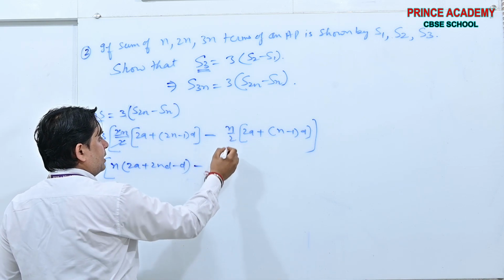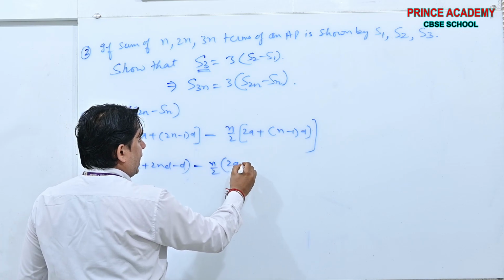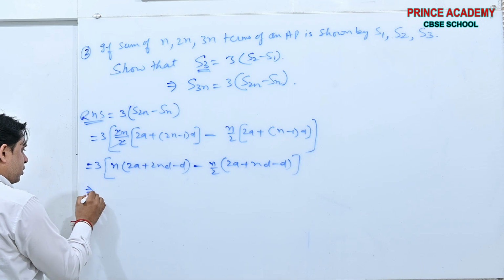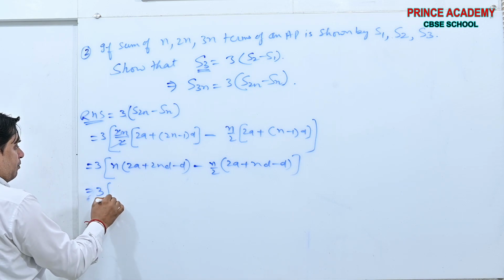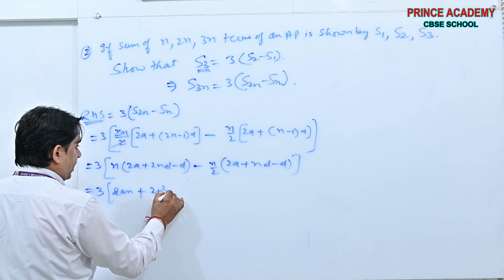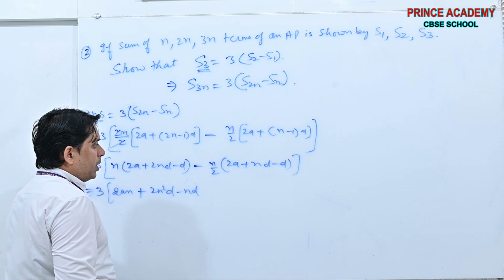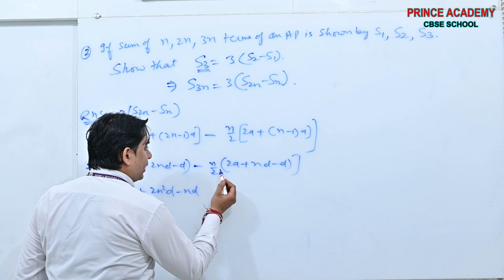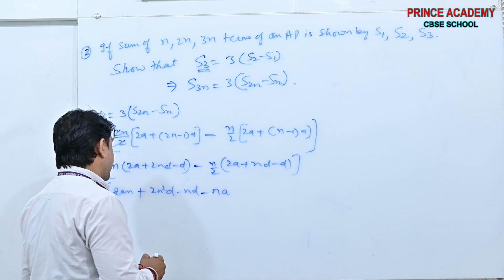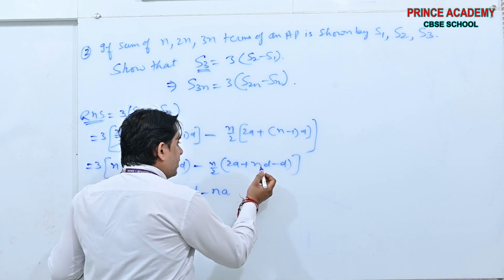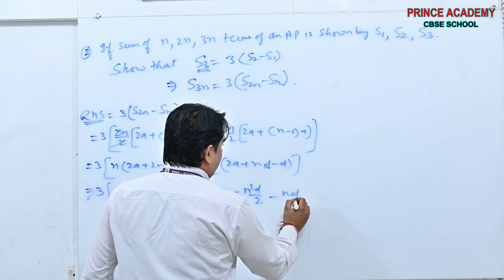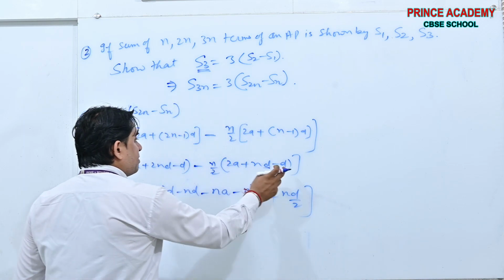Okay, minus n by 2, 2a plus nd minus d. Done. Now multiply inside: 2an, 2n square d minus nd. Multiply with this, 2 will cancel 2, minus n or an, same thing. This with this: minus n square d by 2, minus nd by 2, oh sorry, plus, minus plus nd by 2.